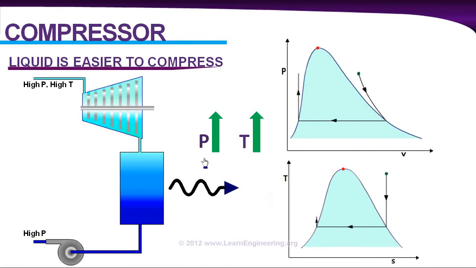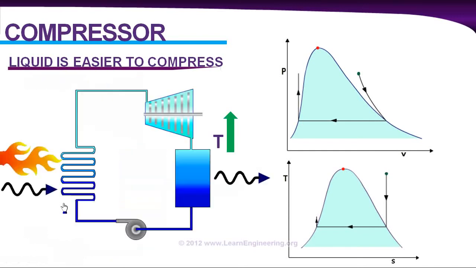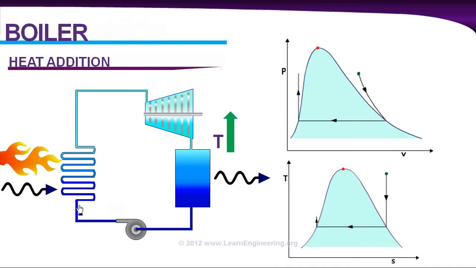We have increased the pressure now. Now we can concentrate on how to increase temperature back to its original state. Answer is simple. Just add some heat to the exit of compressor. So it will be like this. We will use a heat exchanger called boiler, and we can add heat from outside to the fluid.